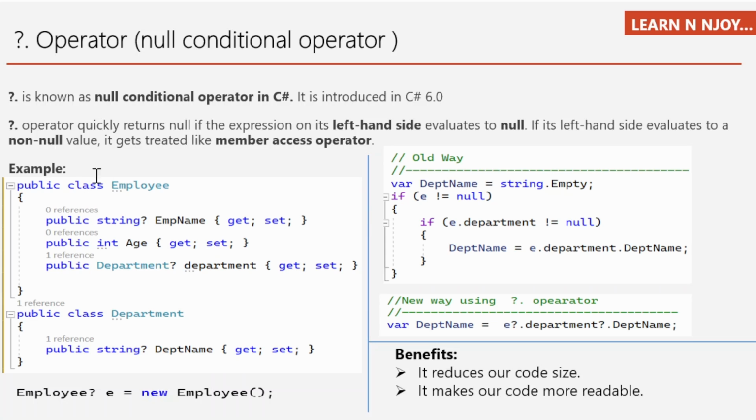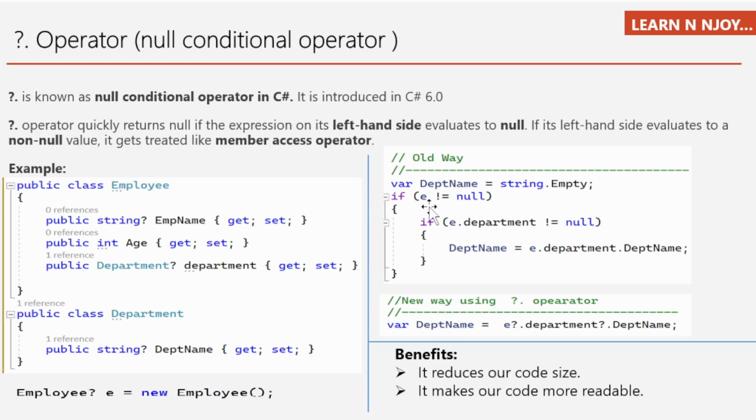Let's consider there are two classes, Employee and Department. Here Employee has three attributes: emp name, age and department. Department has one attribute, department name. Here if you see in the Employee class, Department, being a class, serves as an attribute. Okay, so if you want to fetch the department name with the instance of Employee, how can we do that? So first we need to verify. Okay, let's see the old way of doing that.